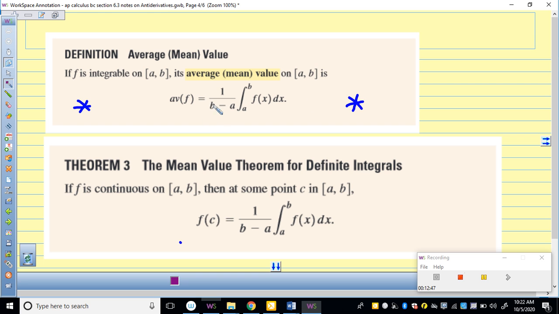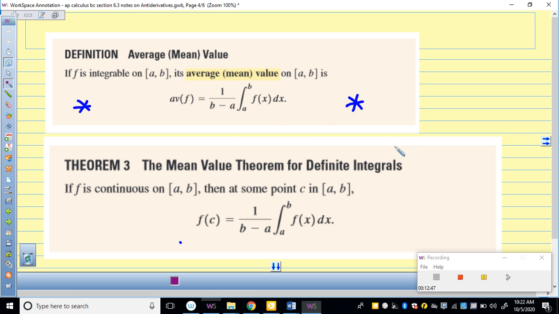All right, and here it is summarized. If f is integrable, which means it doesn't have any large discontinuities, on the closed interval from a to b, then the mean value of the function from a to b, the average of f, is 1 over b minus a times the integral from a to b of f of x dx.